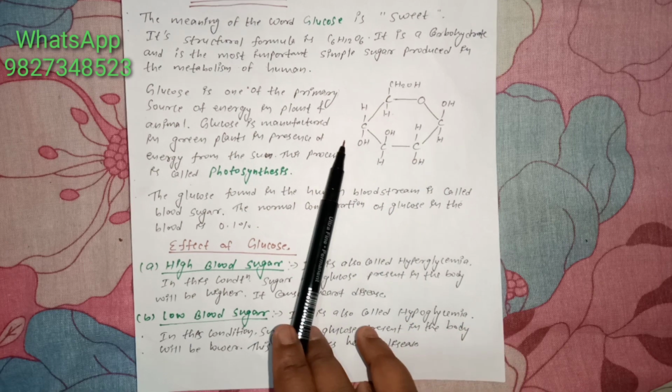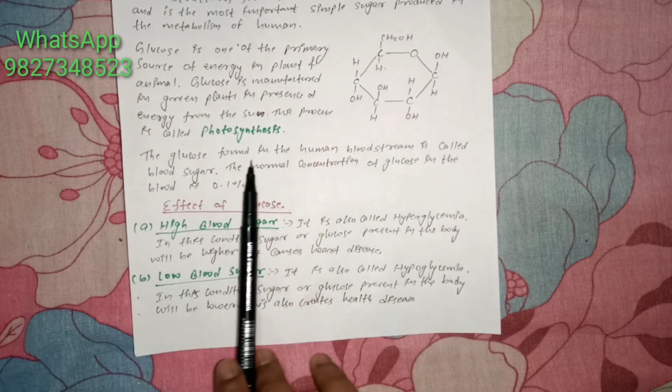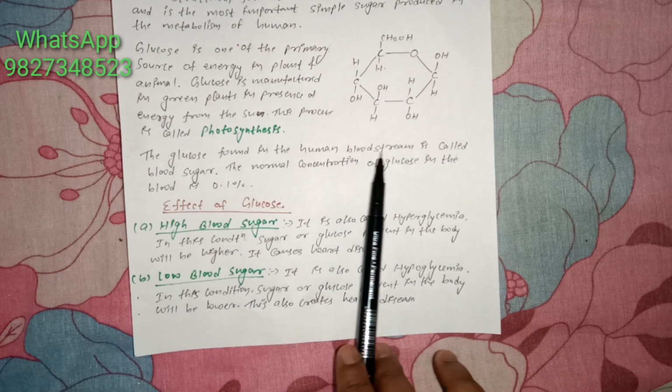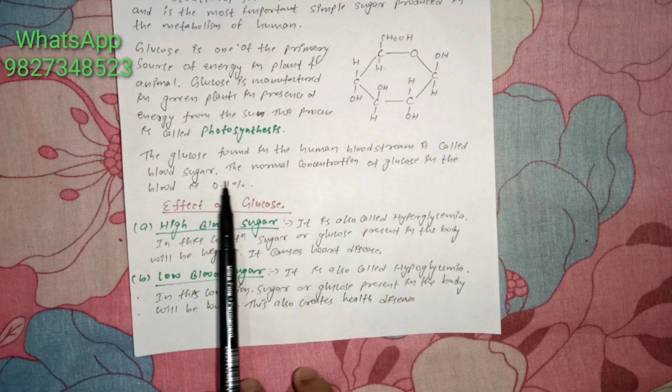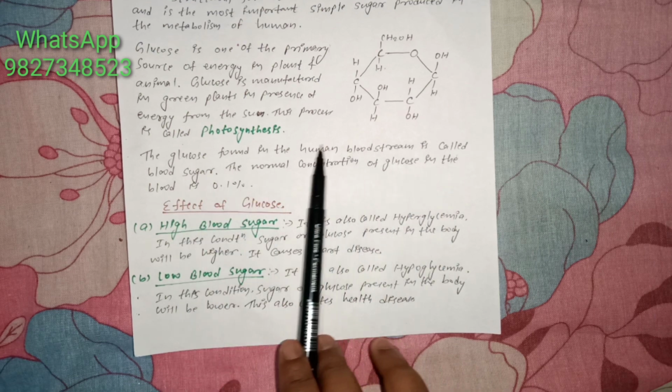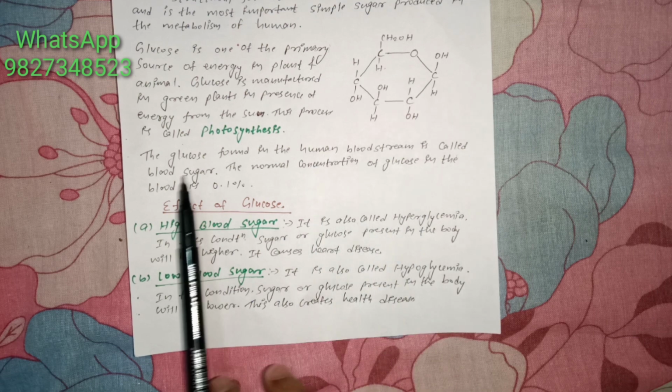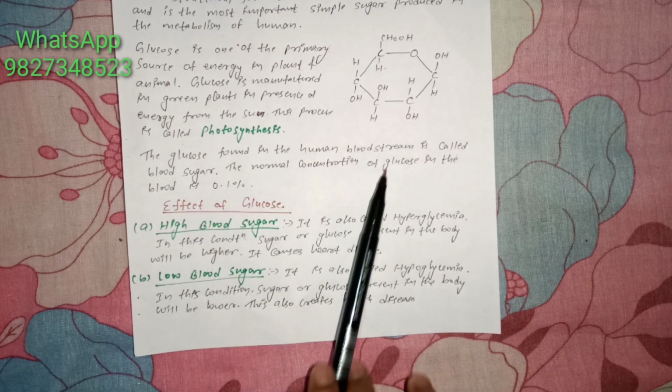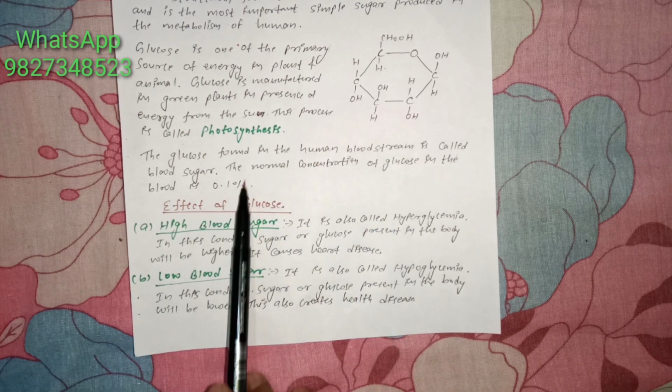Now the glucose found in the human bloodstream is called blood sugar. The normal concentration of glucose in the blood is 0.1%.